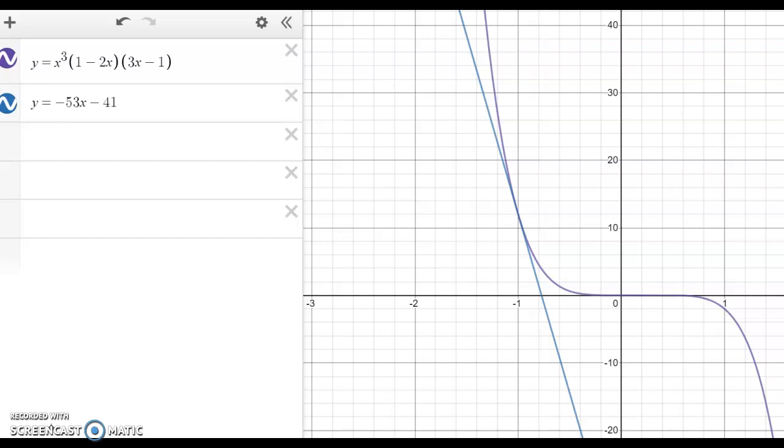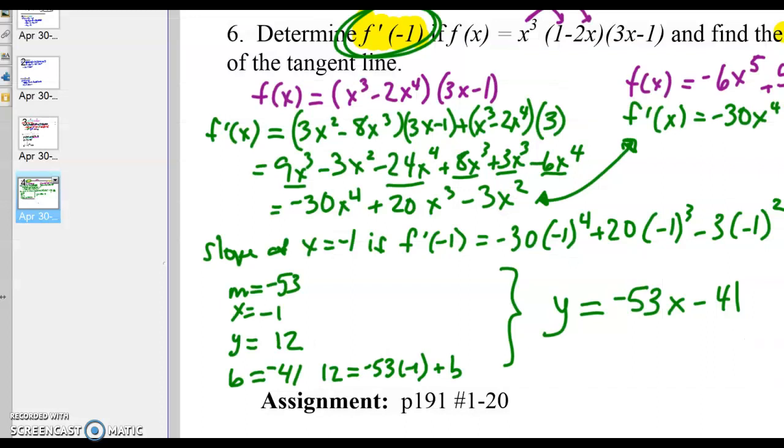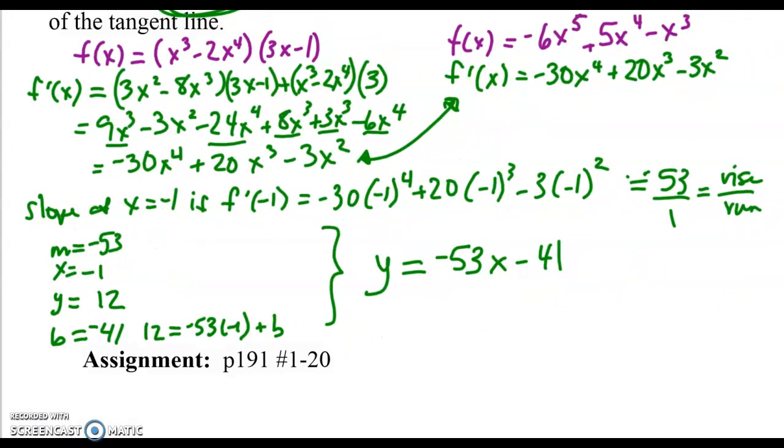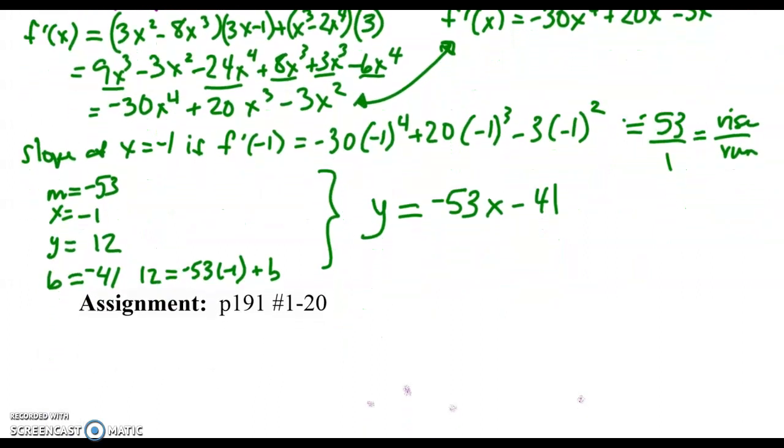Okay, so your assignment here, back over to the Smart board, your assignment is 191, numbers 1 through 20. Good luck with that.